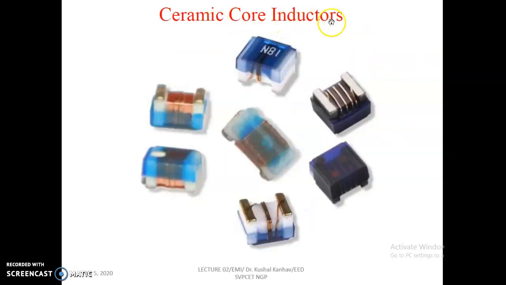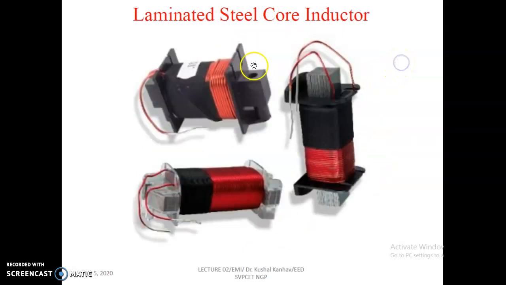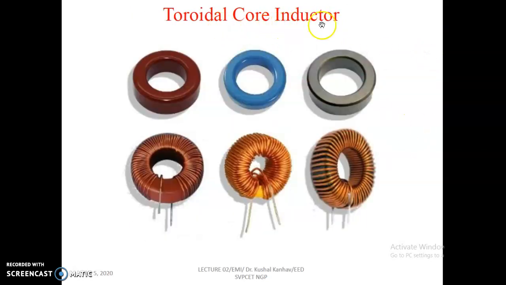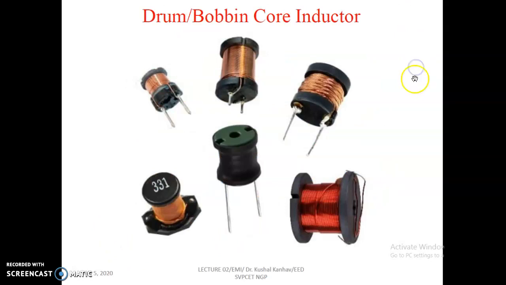This is ceramic core inductors. You can find that the inductor is constructed on the basis of ceramic core. This is laminated steel core inductor. You can see these are laminations and the winding is wound on it. This is toroidal core inductor. You can see a circular type of inductor and a winding wound on it. It is called toroidal core inductor. This is drum bobbin core inductor. You can see that this is a drum type structure, or you can see it as a bobbin, and a coil is wound over it.